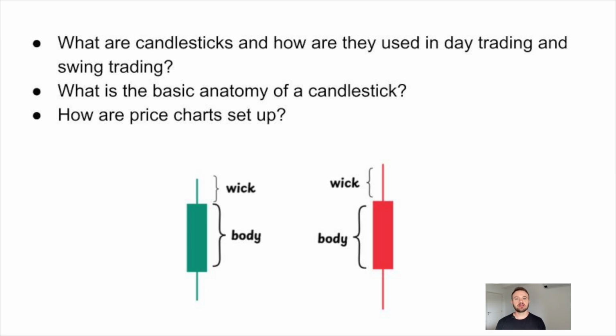First lesson, the red and green things on the screen are candlesticks. We call the big fat part the body, and any skinny little part is called the wick. When you see a price chart, it's made up of dozens or hundreds of candlesticks. Usually green means the price went up, and red means the price went down. They don't have to be red and green, but that's most often what you'll see.